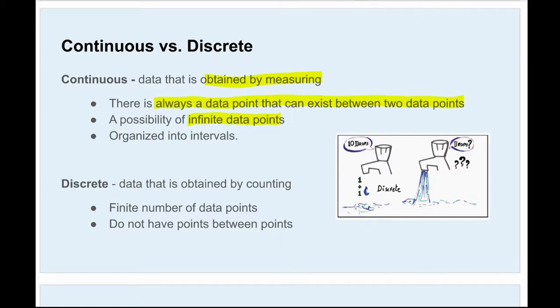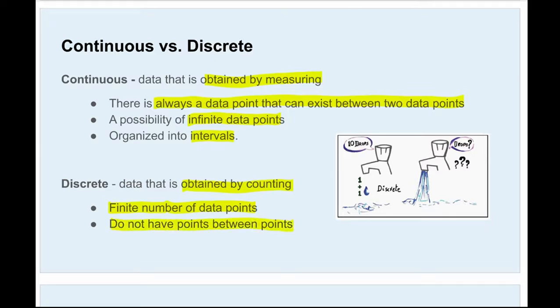When we have continuous data, we organize it into intervals. When we're dealing with discrete data, which we have been so far, especially with probability, discrete data is obtained by counting. We've done a lot of counting in this course so far, looking at different ways to count, especially when finding probability. With discrete data, we have a finite number of data points. There's only specific data points that we could have, and we do not have points between points.